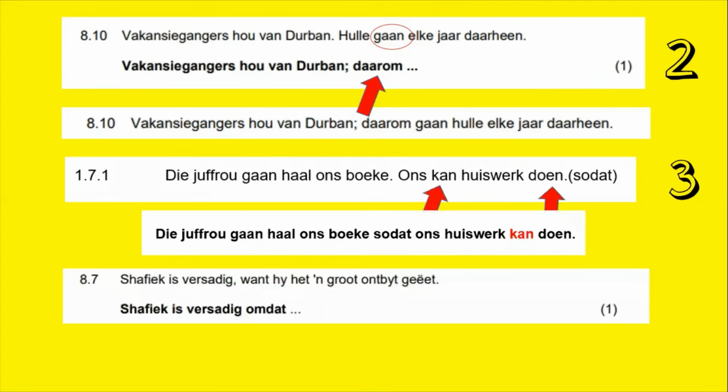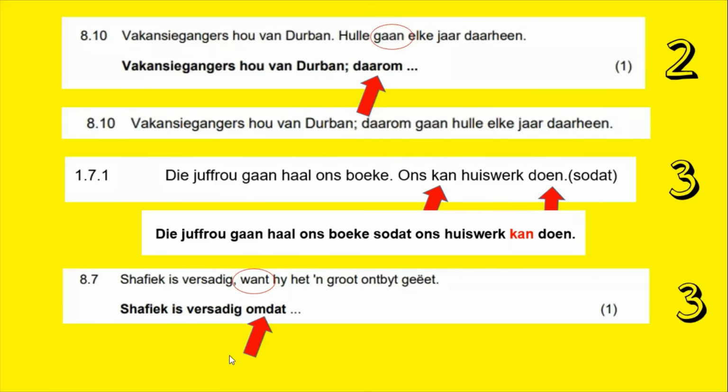Now, this one, they like to ask. Shafiq is versadig, want hy het 'n groot ontbyt geëet. So, there we already have a sentence combined with a voegwoord. However, they want you to swap it and to put omdat. Shafiq is versadig omdat. So, want is groep 1. That is nice. Groep 1 means you just put in the voegwoord and the word order does not change.